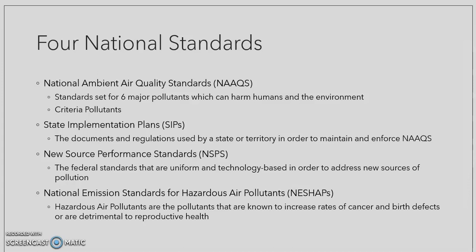And then we have the National Emission Standards for Hazardous Air Pollutants, and HAPs are hazardous air pollutants, and they're known to increase rates of cancer and birth defects, and they might also be detrimental to reproductive health. But today, we're going to focus on the National Ambient Air Quality Standards, because these are 6 major pollutants which can harm humans and the environment.